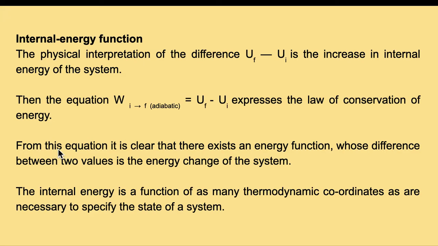From this equation, it is clear that there exists an energy function whose difference between two values is the energy change of the system. The internal energy is a function of as many thermodynamic coordinates as are necessary to specify the state of the system. We have mentioned that you can represent a thermodynamic system using a number of thermodynamic coordinates, and those thermodynamic coordinates are sufficient to represent the internal energy, and internal energy is a function of those thermodynamic coordinates.